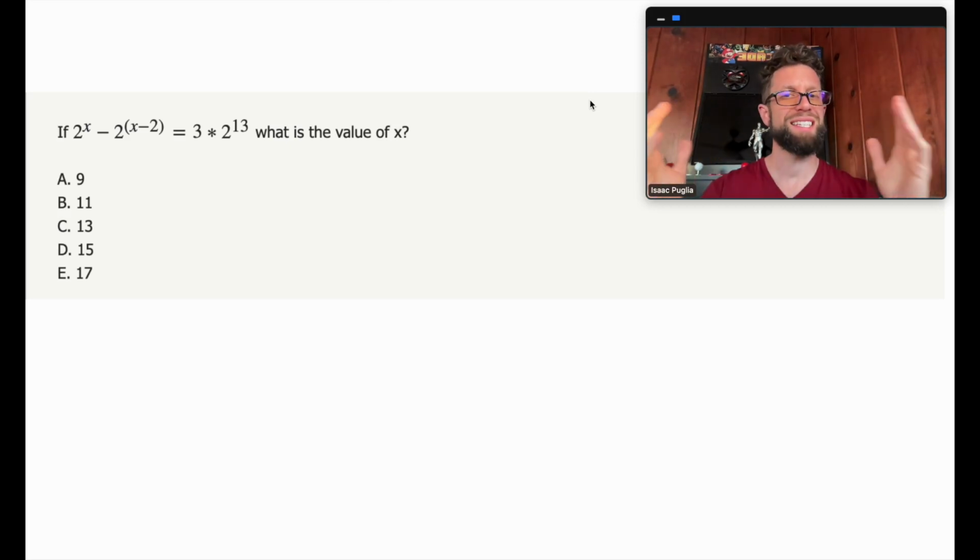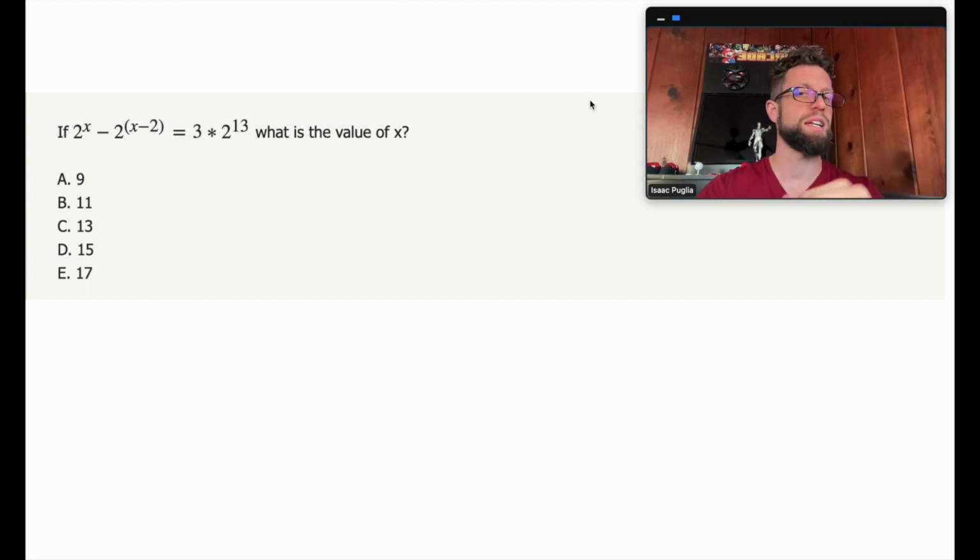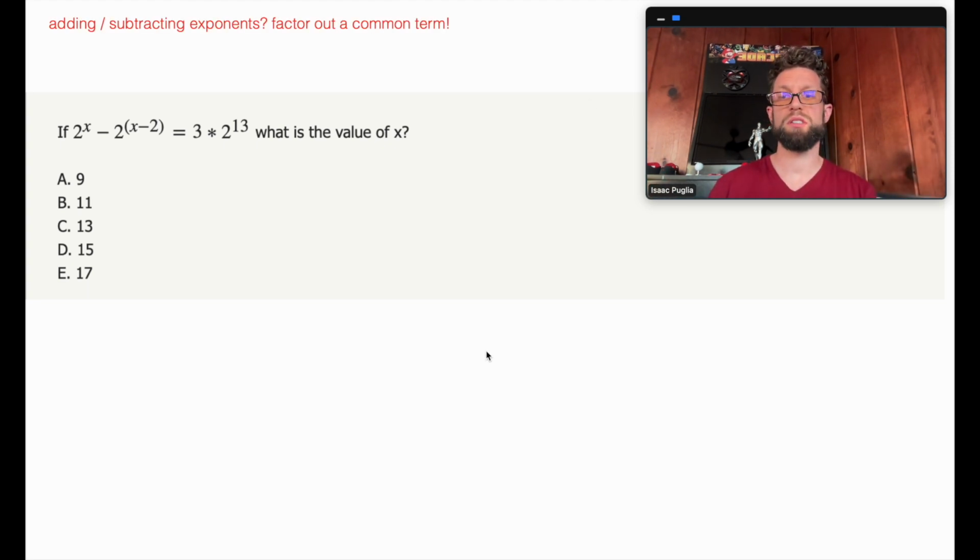Let's dive right in. Great example of an exponents question with addition and subtraction in it. And there's really one key to the game when you see this kind of thing, which is when you're adding and subtracting exponents, just factor out a common term.